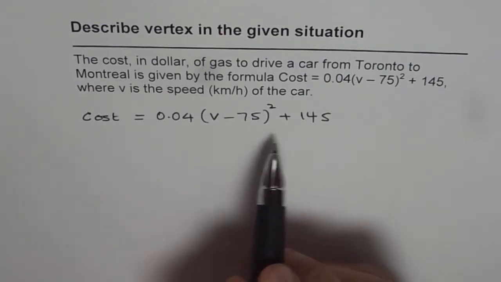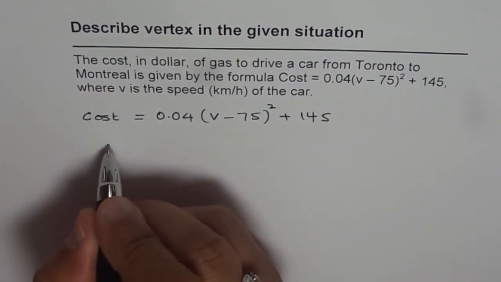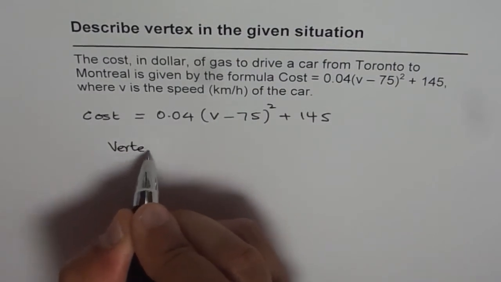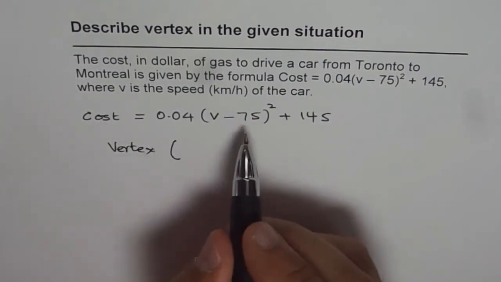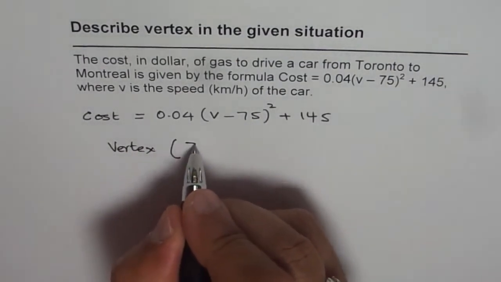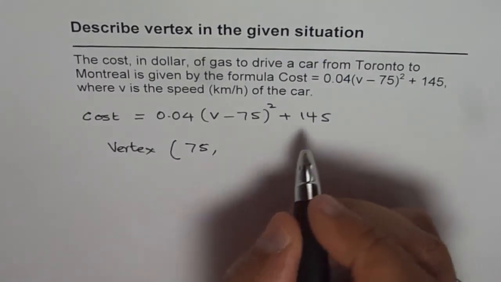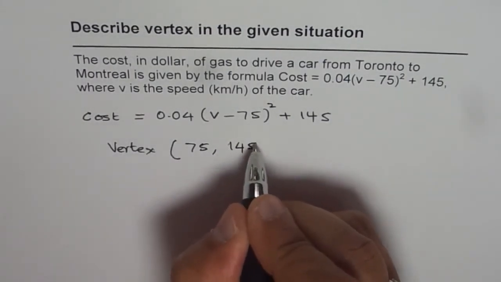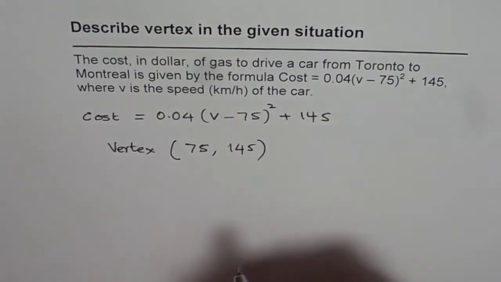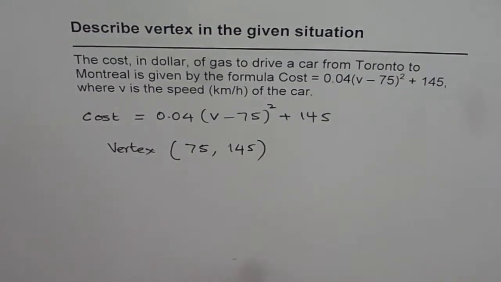Now this is the vertex form, and from here we can say the coordinates of vertex will be (75, 145). Now what does that mean? That is what we need to describe.